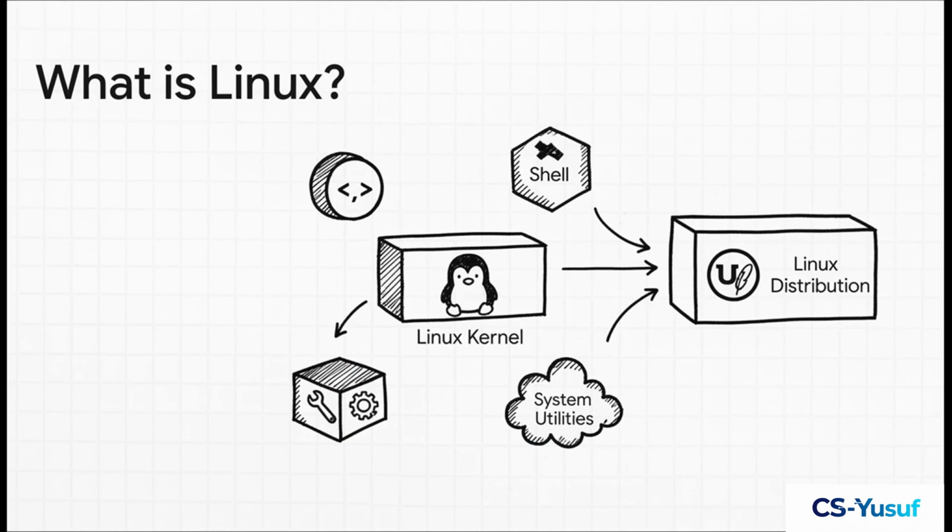Now here's a super important point that trips a lot of people up. Linux itself is not a complete operating system. It's just the kernel, that central core part we've been talking about. To get a full, usable system, you need what's called a distribution, like Ubuntu or Fedora. A distro takes the Linux kernel and bundles it together with a shell, all the other system software and applications to give you the whole package.